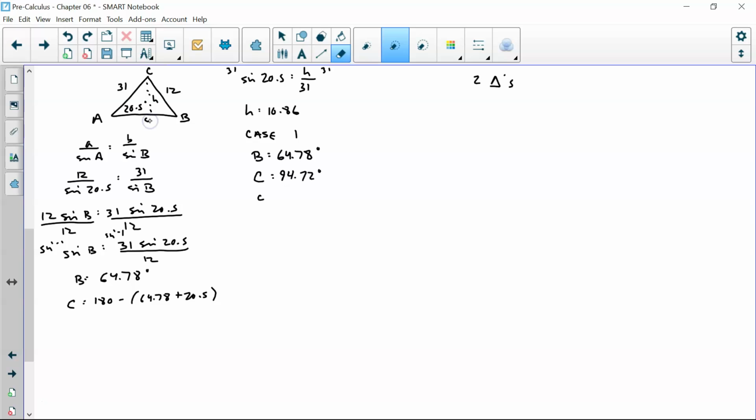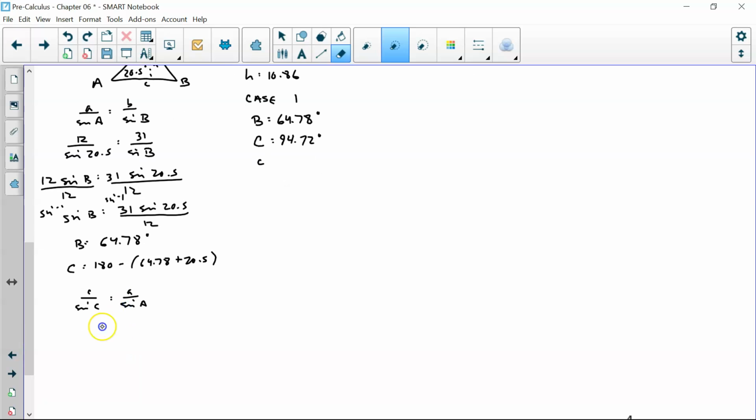Here's angle C, here's side c. So we would have c over the sine of C equals a over the sine of A. So you'd have c over the sine of 94.72 equals a, which is 12, over the sine of 20.5. So we multiply both sides by the sine of 94.72. C equals, and when you multiply those, you're going to get about 34.15 units. There's case one.